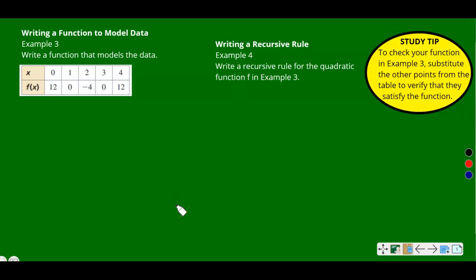This is part 2 of comparing linear, exponential, and quadratic functions. We're up to example 3 where it says write a function that models the data. So the first thing we need to do is see if we have a constant difference between our x values. And if we look here, 0 to 1, 1 to 2, we're adding 1 each time. So there is that constant difference between our x values.